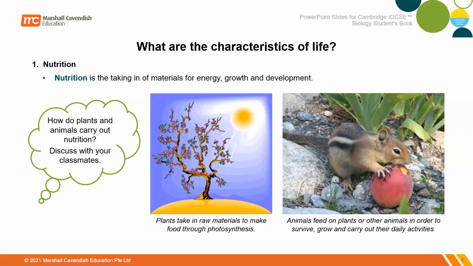On the other side, animals feed on plants and other animals. Animals exert an effort to catch and eat food in order to take all of the energy requirements needed for all their daily life activities. So I think after studying this slide, you realize that nutrition is a common characteristic between animals and plants.